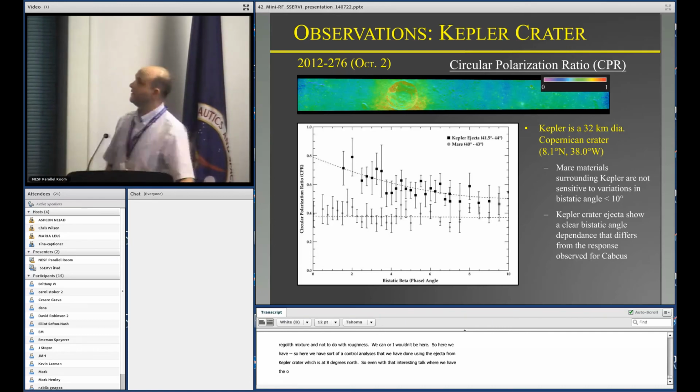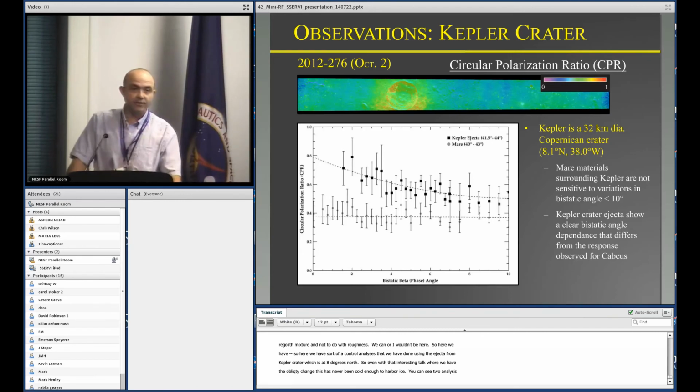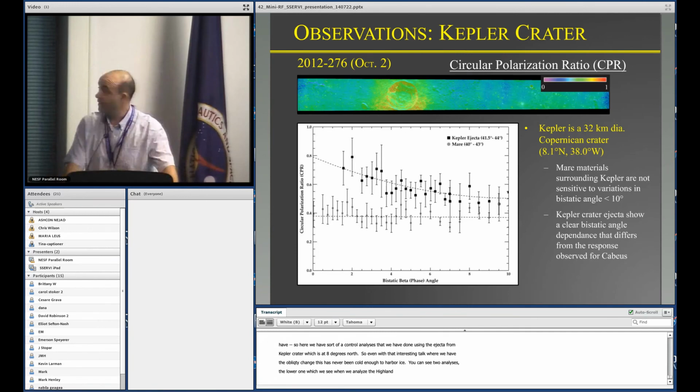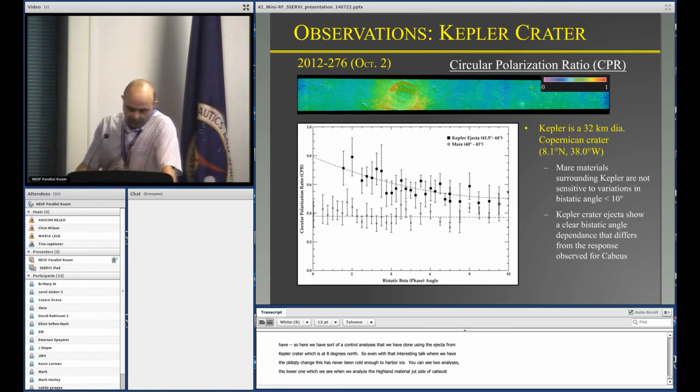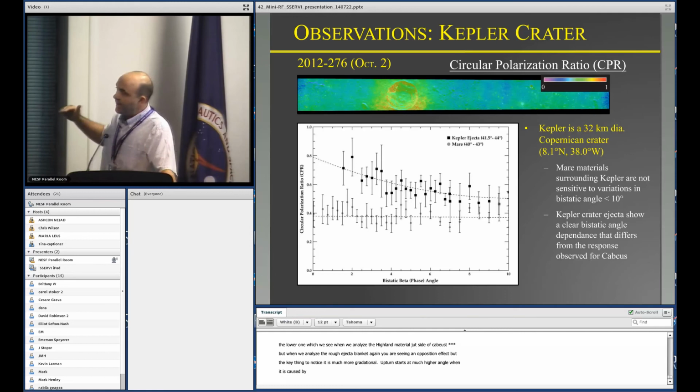So here we have a control analysis that we've done using the ejecta from Kepler crater, which is at 8 degrees north. So even with that interesting talk where we have the obliquity change, this has never been cold enough to harbor ice. You can see two analyses here. The lower one is just like we see when we analyze the highland material outside of Cabeus: the CPR doesn't vary as a function of bistatic angle. But when we analyze the rough ejecta blanket, again, you are seeing an opposition effect, but the key thing to notice is it's much more gradational.